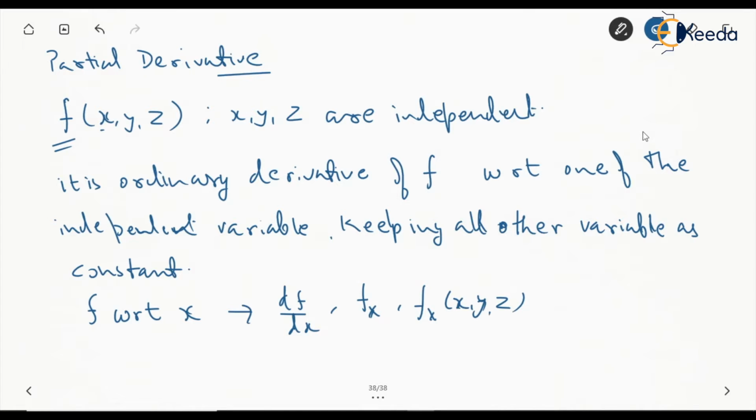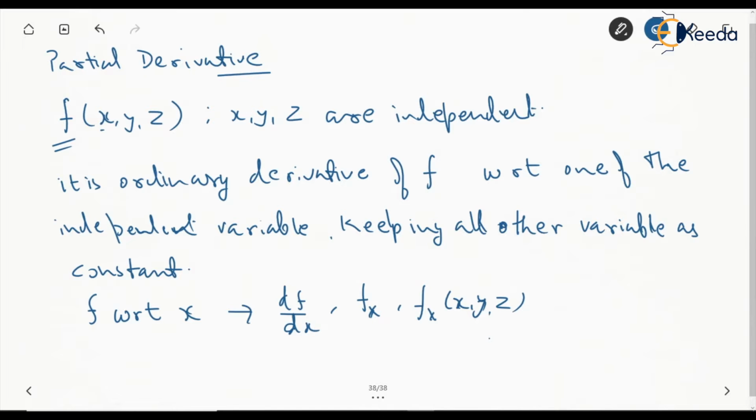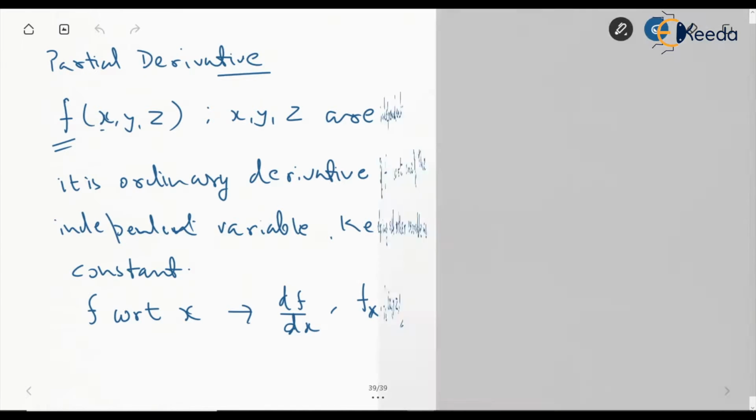Similarly, it can be with respect to z, with respect to y, right? So this is how we differentiate it with respect to x, and this is how we are going to denote it, right? Now there is also a possibility that we'll have to find the higher order derivatives. Let's say f double x, or let's say f x y, or let's say f x y z also.